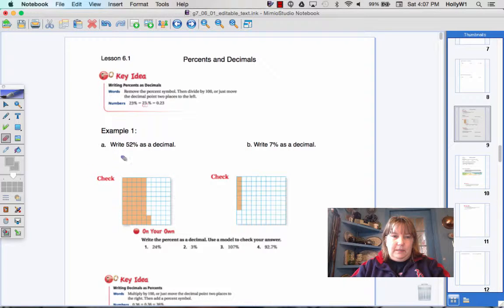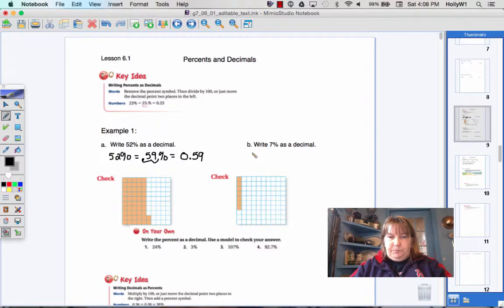So we're going to write 52% as a decimal. It says to take 52% and move the decimal place 2 places to the left. You start here where the decimal is implied and go 1, 2 to the left, and the decimal place ends up there. So you end up with 52% is equal to 52 hundredths.